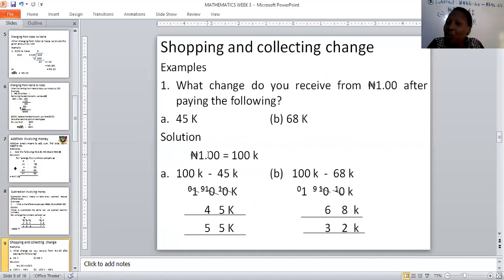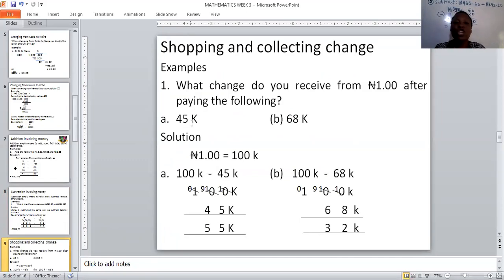What change do you receive from 1 naira? You have 1 naira with you. Daddy has blessed you with 1 naira, has given you 1 naira. After paying for the following, you have to pay 45 kobo and you have 1 naira with you. What change do you receive?